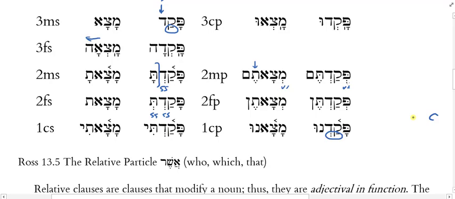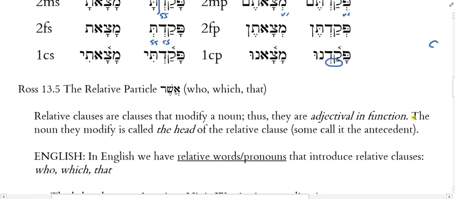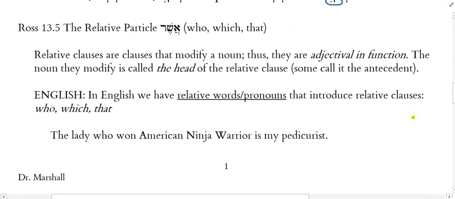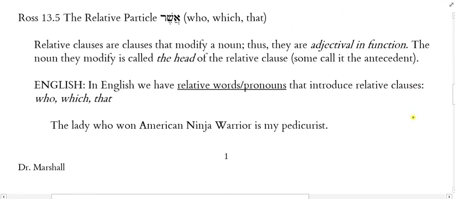The next section of Ross in this chapter is 13.5, the relative particle asher. What I want to do here is talk about relative clauses first in general, talk about English relative clauses and how we experience them in our language, and then talk about how this works in Hebrew. So first, relative clauses are clauses that modify a noun.